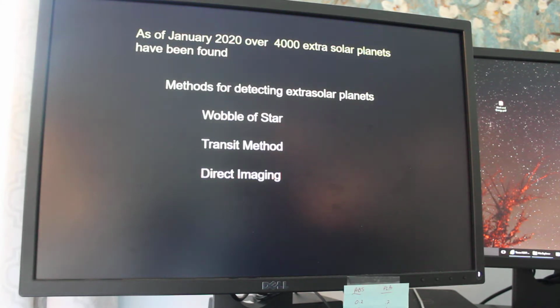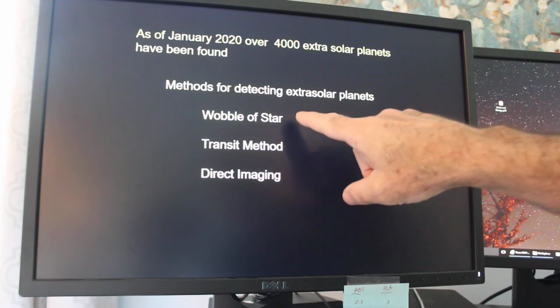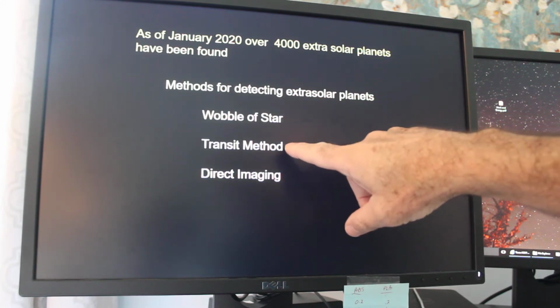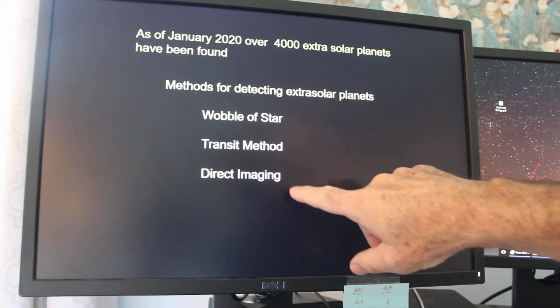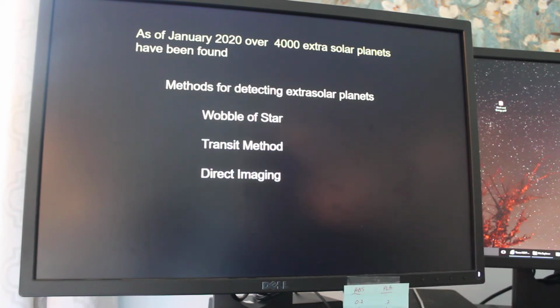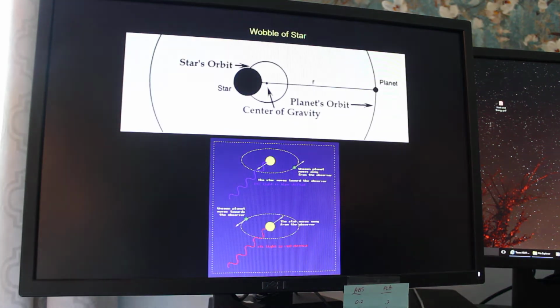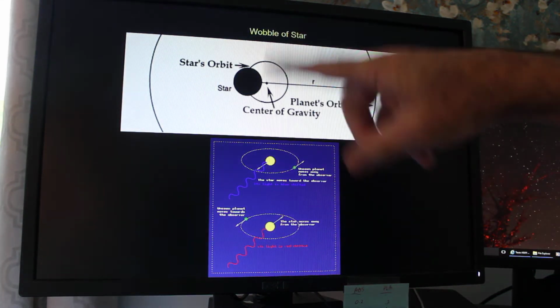Now there's three ways of detecting these extrasolar planets. One is the wobble of the star, which I'll talk about in a sec, the transit method, which detects most of the extrasolar planets, and direct imaging, which doesn't happen very often, but there are a few where we can actually see the planet.